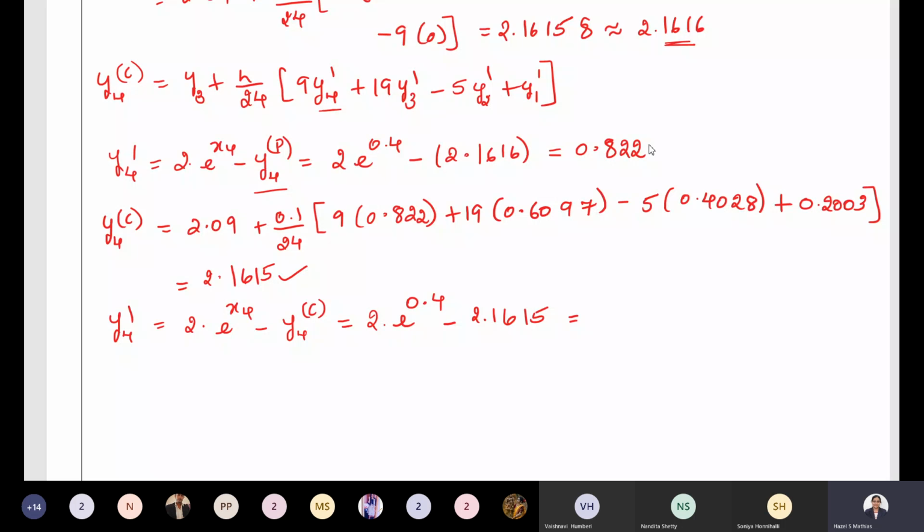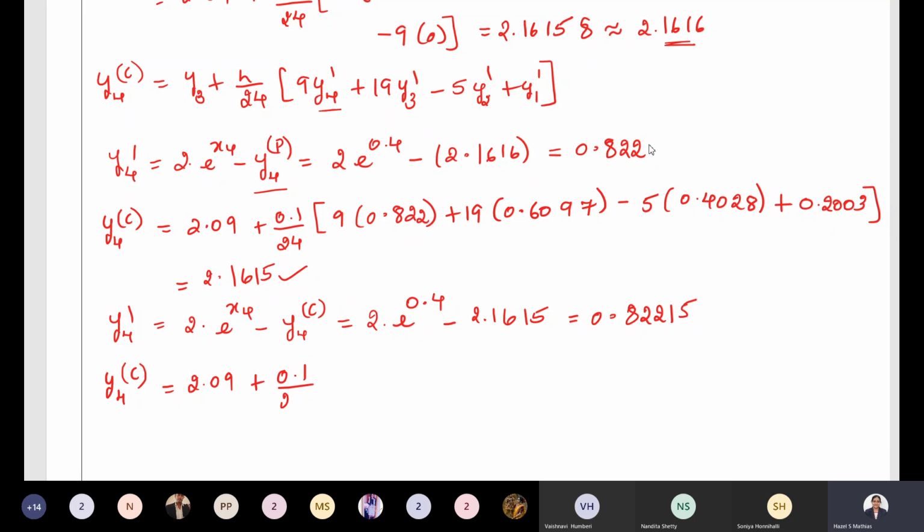What is it? Tell me the value at least up to 4 decimal places by rounding it off. 0.8221. Okay, so we found y4 dash. Now substitute in the corrector formula. So all the values are the same except y4 dash.